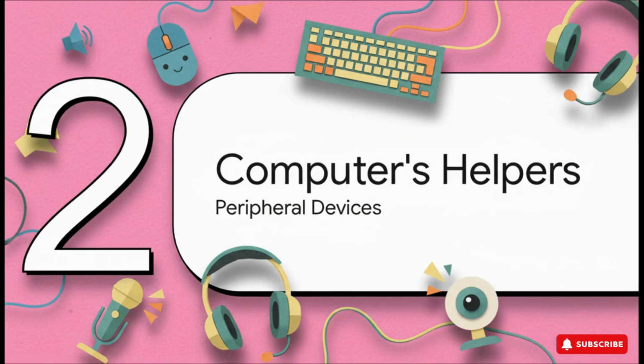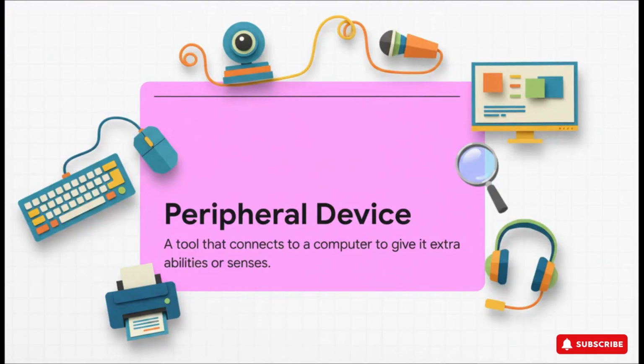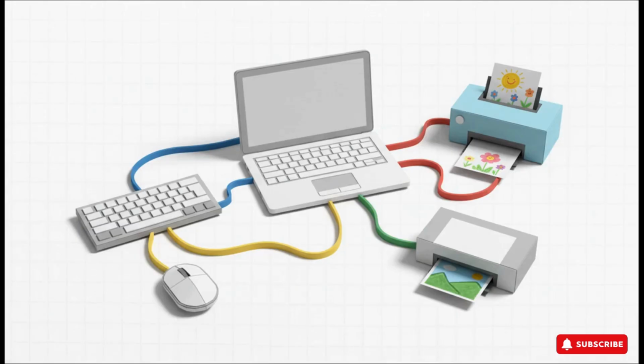All right, so every great explorer needs some tools for their journey, don't they? Well, a computer's body and brain are kind of the same way. To see and hear and interact with our world, they need some special helpers. And these helpers are called peripheral devices. I know, it's a bit of a fancy name, but it really just means any tool you plug in your computer to give it some extra powers or senses. And guess what? You already know a bunch of these.